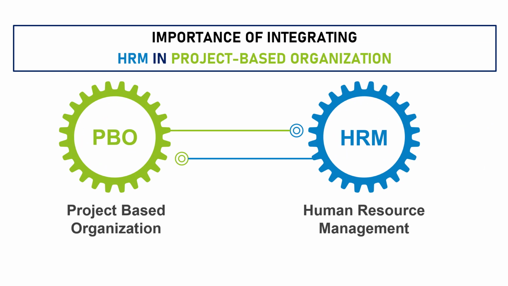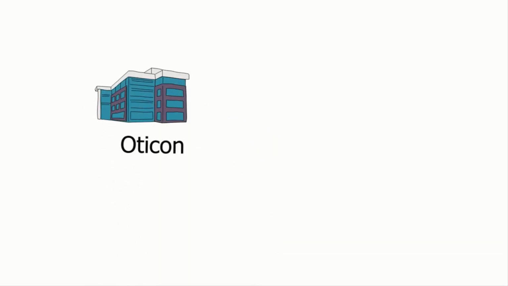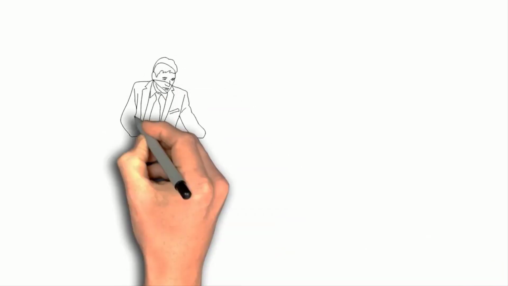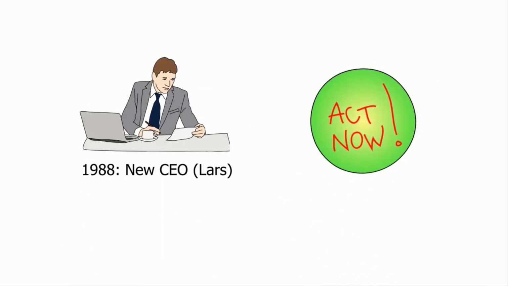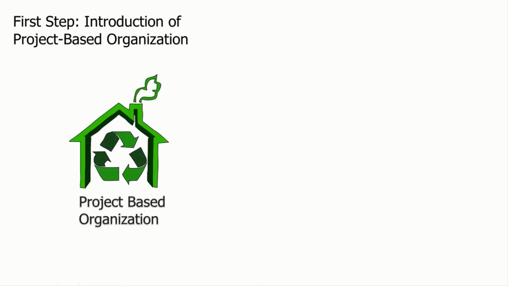To understand the importance of integrating HRM in project-based organization, we give an example of Oticon, a hearing aid company founded in 1904 and continued to grow to become the world leader in this field during the 70s. But during the 80s, its market share started to decline and totally crashed. In 1988, when Lars was appointed as a new CEO, he realized that the company was a very traditional, departmentalized and slow-moving company, and it needed a radical change to get back on track. As a starting point, Lars introduced a project-based organization structure that is knowledge-based with no formal hierarchical structure.